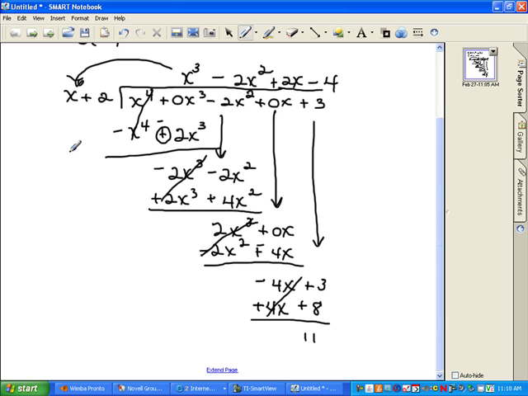Now, in some cases, the book has asked you to put it in a specific format. It's asked you to take the answer, multiply it by the divisor, and add the remainder. So if we write it in that form, we will put x cubed minus 2x squared plus 2x minus 4 in parentheses times x plus 2 in parentheses plus 11, and that would be our final answer to the long division problem. We'll do this same problem with synthetic division next.